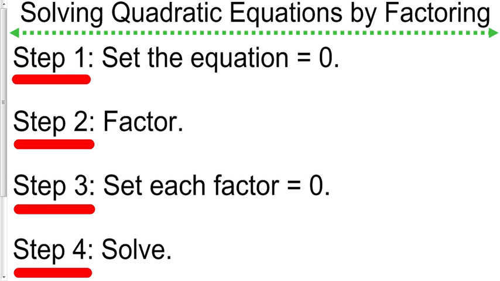First of all, you have to make sure that the equation is set equal to 0. And sometimes it helps too if you've got it in standard form, ax squared plus bx plus c equals 0. Then you're going to factor the left side of your equation, then set each factor equal to 0, and then you'll find your solutions. And typically for quadratic equations, we're going to find two solutions.